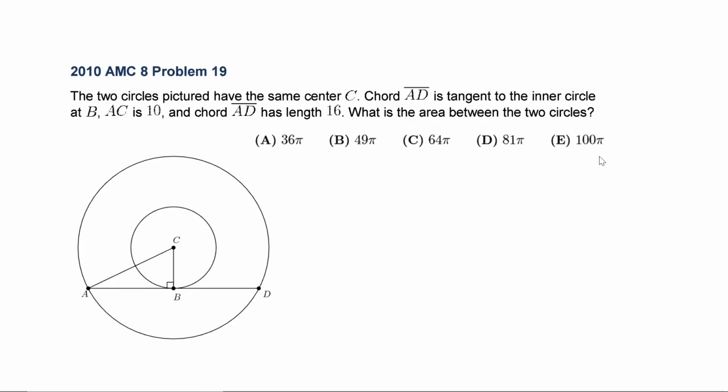The two circles pictured have the same center C. Chord AD is tangent to the inner circle at B, AC is 10, and chord AD has length 16. What is the area between the two circles?